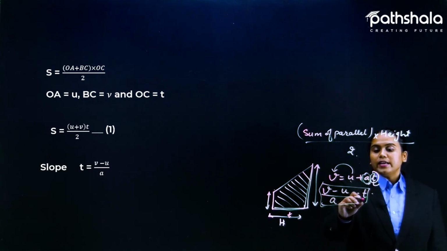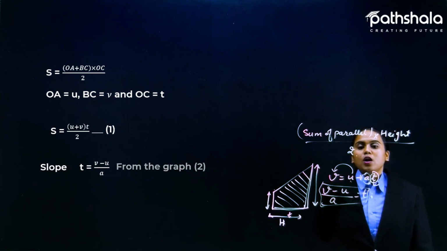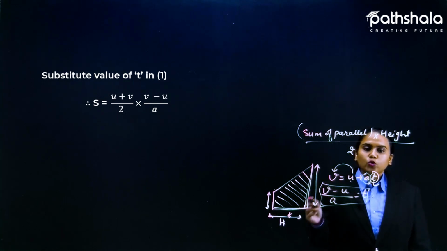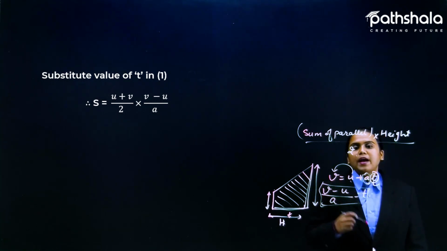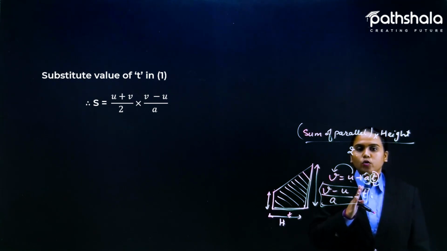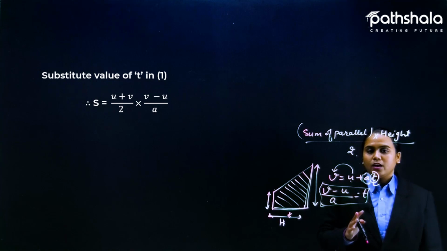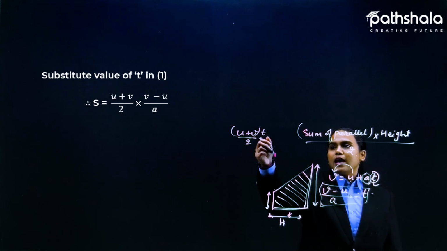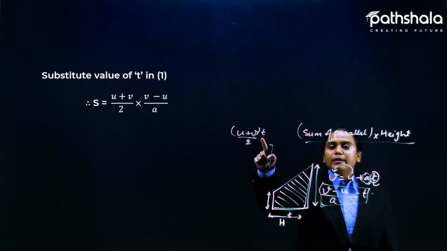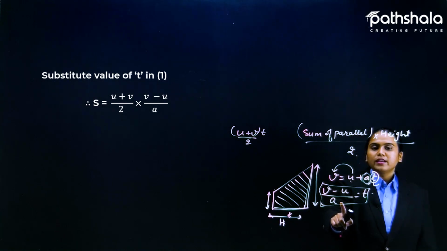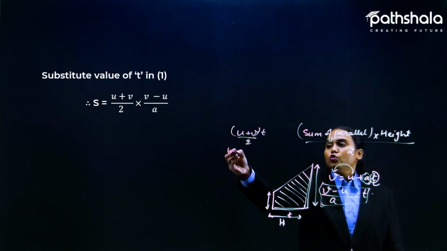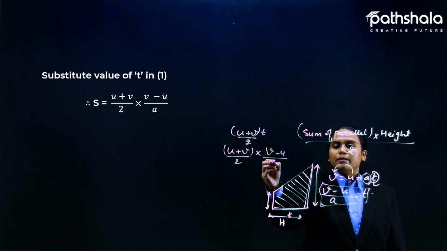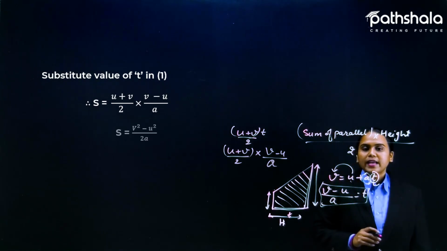Now putting this value of T in the first equation, what will you get? You will get S is equal to (U plus V) divided by 2 multiplied by (V minus U) divided by A. In place of T we have put that thing. Earlier you had (U plus V) by 2 multiplied by T, so this T is replaced by V minus U divided by A. No problem in that, I guess.